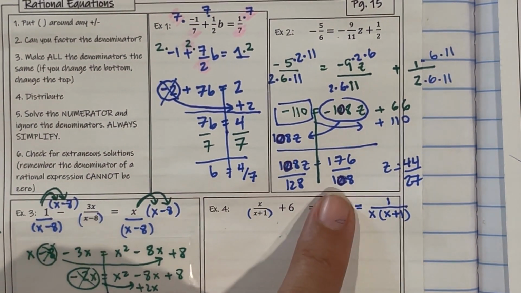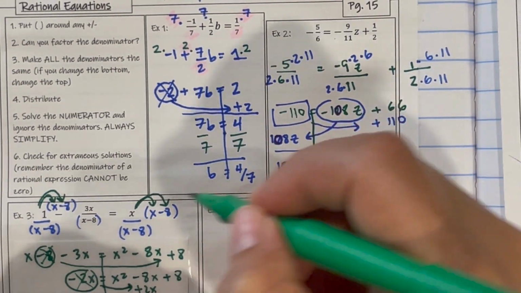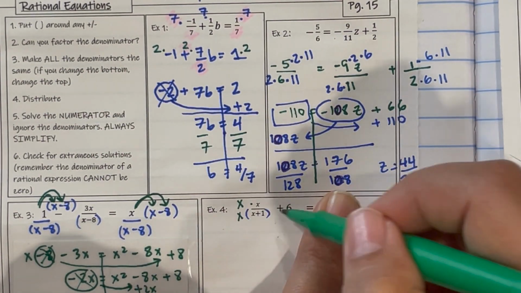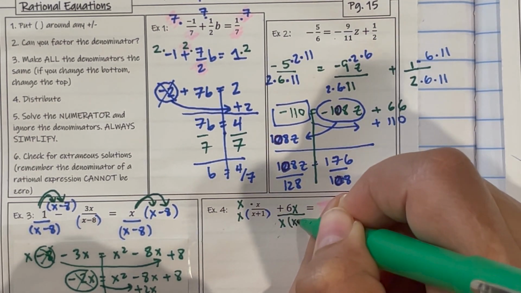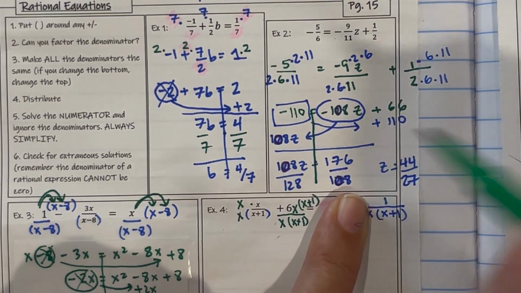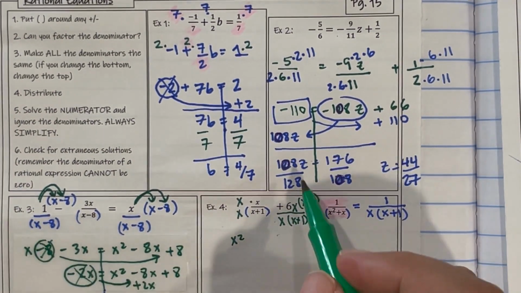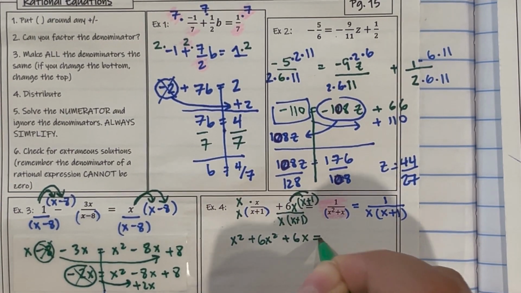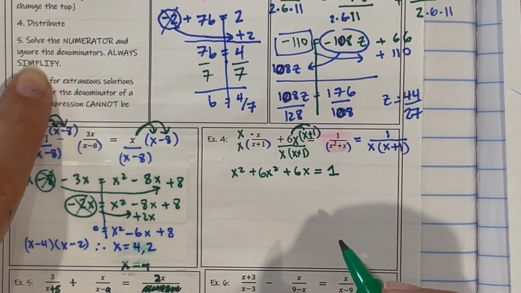All right, let's make the denominators the same. What am I missing? I'm missing an x on the first one. If I change the bottom, I change the top. And then on the second one, I'm missing an x and an x plus 1. So I need an x, change the bottom, change the top. And I need x plus 1, change the bottom, change the top. All right, once I have that, we're going to ignore it, right? And distribute. So we're going to get x squared. And then here we're going to get plus 6x squared plus 6x equals just the 1. And we're going to completely ignore the denominator.